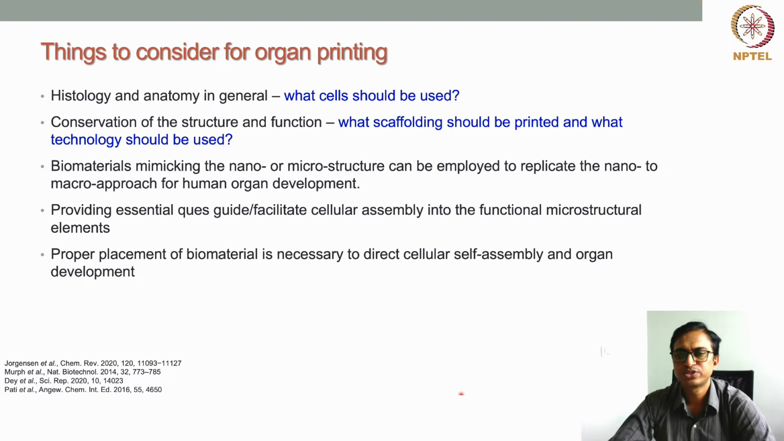The next thing is the conservation of the structure and function of a particular tissue or organ. As we have discussed in the last slide, each of these tissues has its own structure, and because of this structure, the function generally develops. That's why what type of scaffolding should be printed and what technology should be used is the next thing you should think about.